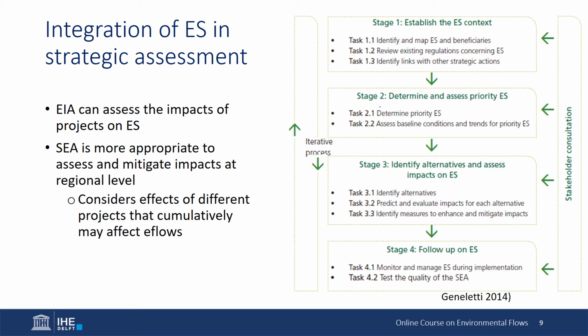The second step is to determine and assess the priority that different ecosystem services might have. It's important to prioritize because it might not be possible to try to consider all the services. And stakeholder input is very important for this prioritization. The next step is to identify alternatives and assess the impacts on ecosystem services that each alternative could have. The purpose could be to define which is the best alternative that provides more services with less impacts for different groups.